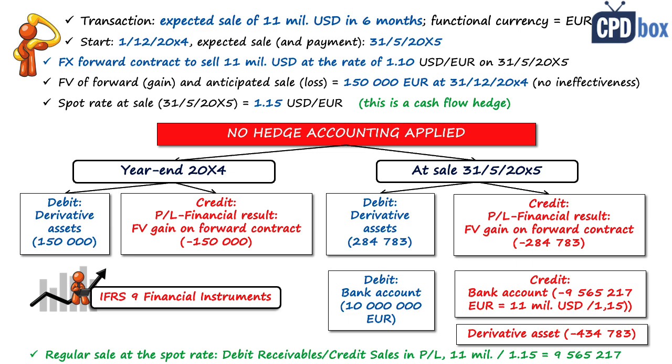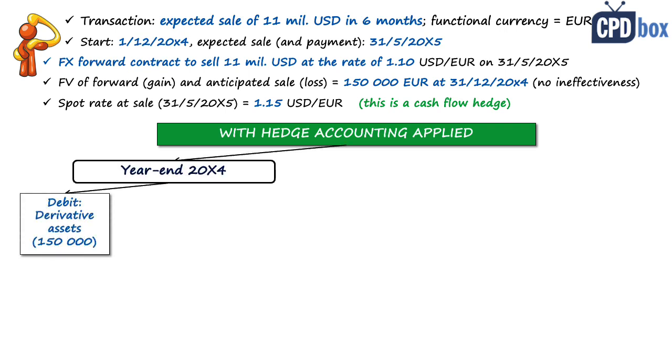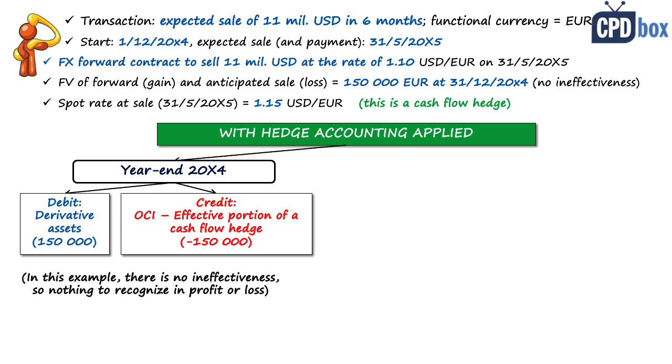Now, let's see the journal entries when we apply hedge accounting to the same transaction. And of course, after meeting all the criteria and conditions. So at the year end, we debit derivative assets with 150,000. And this time we credit other comprehensive income, cash flow hedge reserve, because remember, this is a cash flow hedge and there is no ineffectiveness for simplicity. So nothing goes in profit or loss.